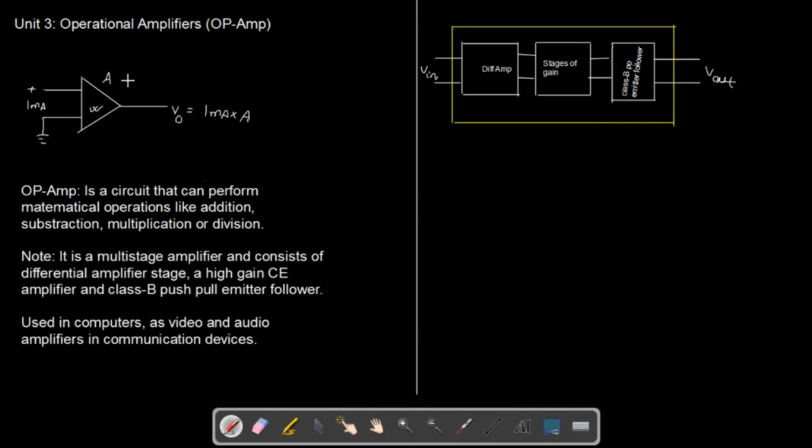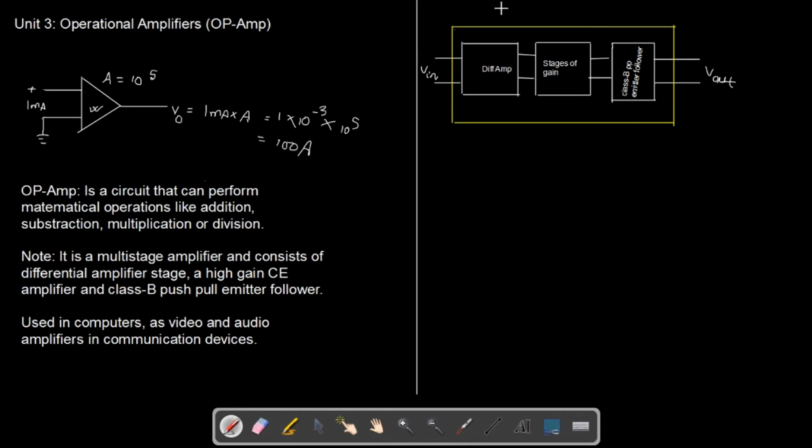And then maybe the value might be around, let's say, 10 to the power 5. If that's the value, we can simply write it down as 1 into 10 to the power minus 3 into 10 to the power 5. So it's nothing but 100 amperes. So if we consider a practical operational amplifier, there are chances that you might be having an input of only 1 milliampere, but the output might be as high as 100 amperes. Okay, so this is what is important in this.